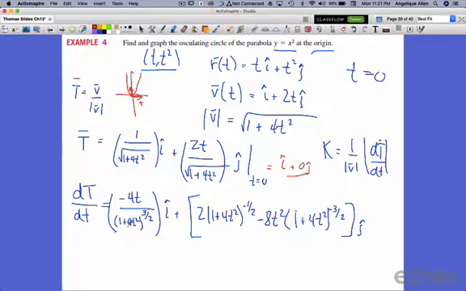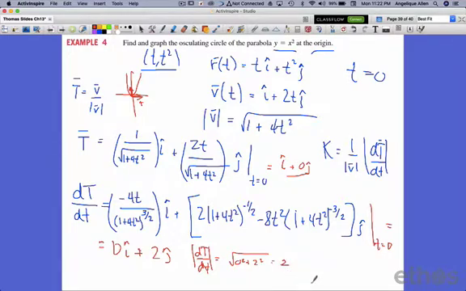So if I plug in 0 to this expression, we're going to get 0 here on i. And then t is 0, which is going to give us 1 to the negative 1/2 power, which is 1, times 2. So that's going to be plus 2. And then t squared, subbing in 0 here, this whole expression is going to be 0. So that's going to be 2 plus 0j. So here is dT/ds. And then the magnitude of dT/ds is just going to be the square root of 0 squared plus 2 squared, which is 2.